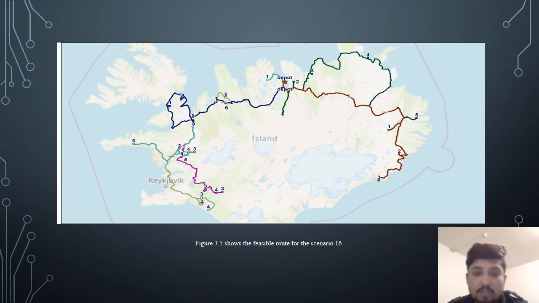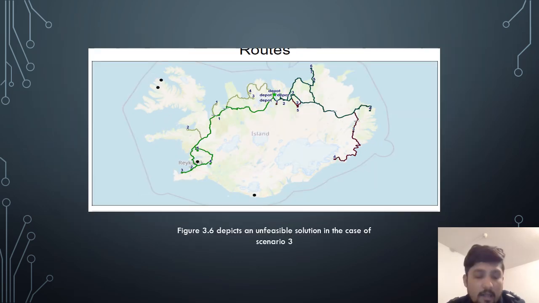And here is the possible feasible route for scenario 16. Here we can see that we are able to cover all the stops with 6 trucks in use. And here is also an example of an unfeasible solution, which is in case of scenario 3. We can go to my previous slides where we can read about the scenario 3 constraints. The constraints were how many vehicles are used in that case, how many stops are to be covered, and the time and the number of vehicles available. So these were the important constraints in each scenario.